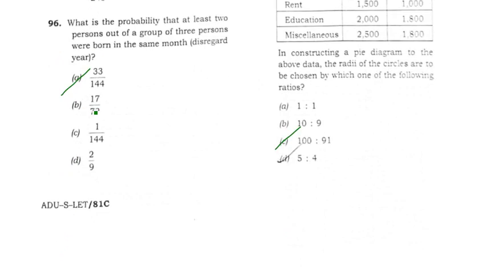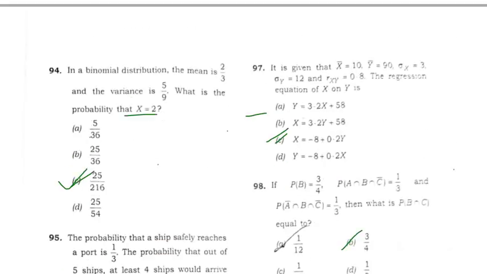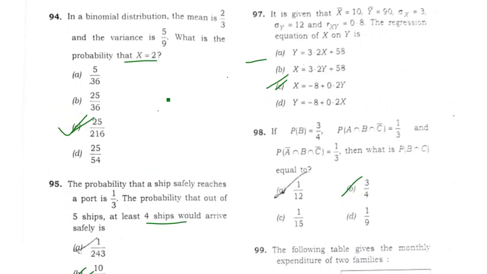Next question is: what is the probability that at least 2 persons out of a group of 3 persons are born in the same month, disregarding year? The option is A, 33 by 144. Okay. Next question: it is given that x bar is equal to 10 and y bar is equal to 90, and sigma x is equal to 3, sigma y equal to 12, and r is equal to 0.8. So the regression equation of x on y is, the option is C, x is equal to minus 8 plus 0.2y.